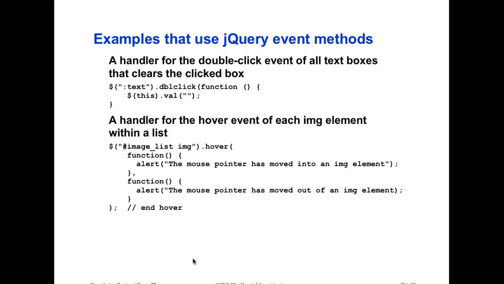And the next example is a handler for a hover event for each image element. So we can say, okay, for each one of these, hover, for each image inside the image list, let's alert the mouse pointer is moved into an image, and then the hover out would be alert the mouse pointer has moved out of an image element.